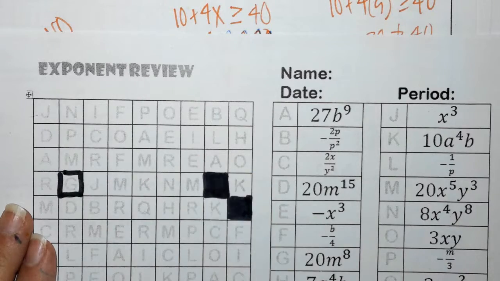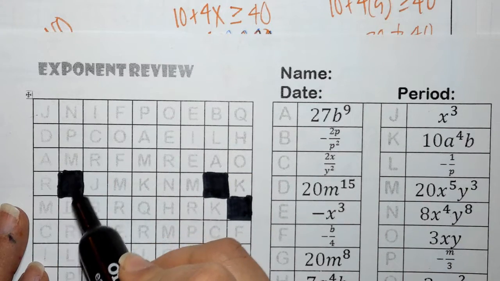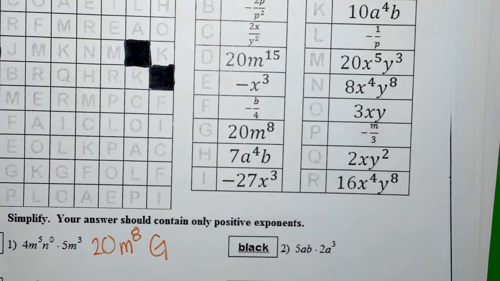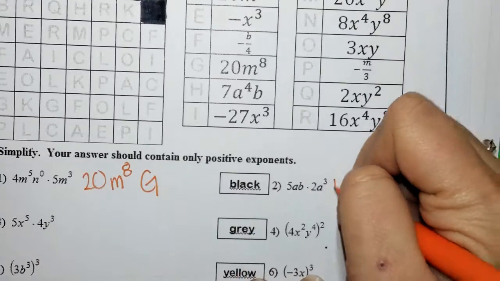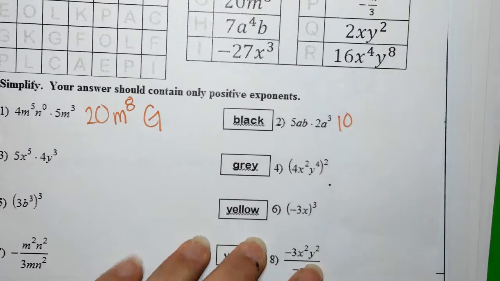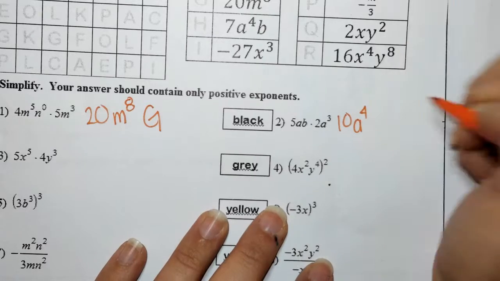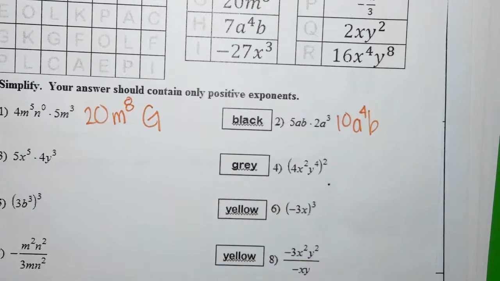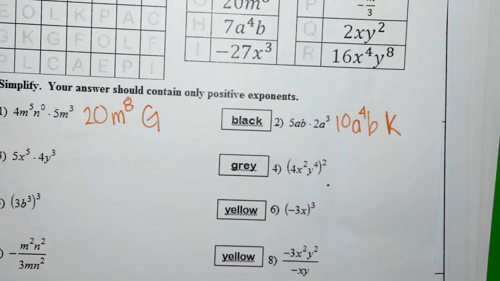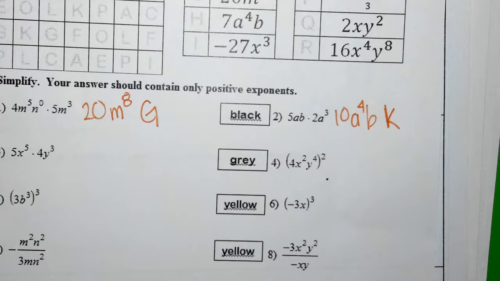Alright, so for number 2, what would our coefficient be? What would we do with that 5 and the 2? Multiply them. What's 5 times 2? 10. What would we do with the a's? Because you're multiplying like bases, a to the 4th. And what would we do with the b? What letter does that look like? K. And so, what are we going to color K's? Look at us go. Does everybody understand what to do now? Okay, get started. Go team, go. You may listen to music.